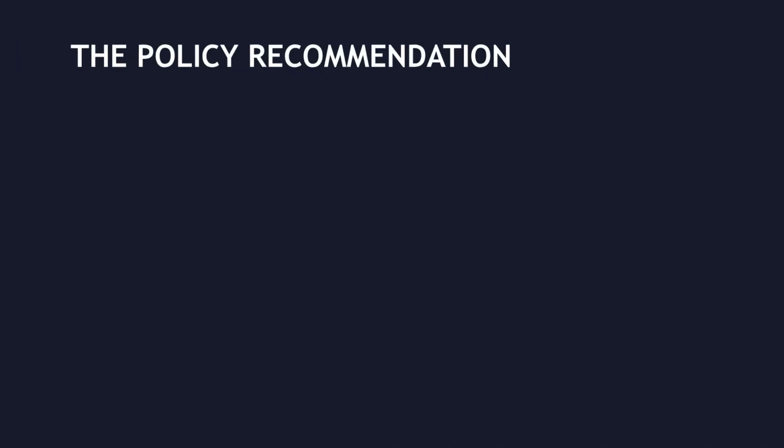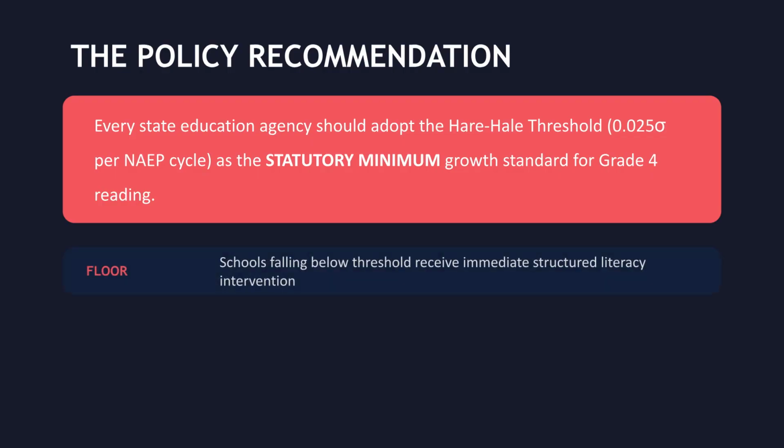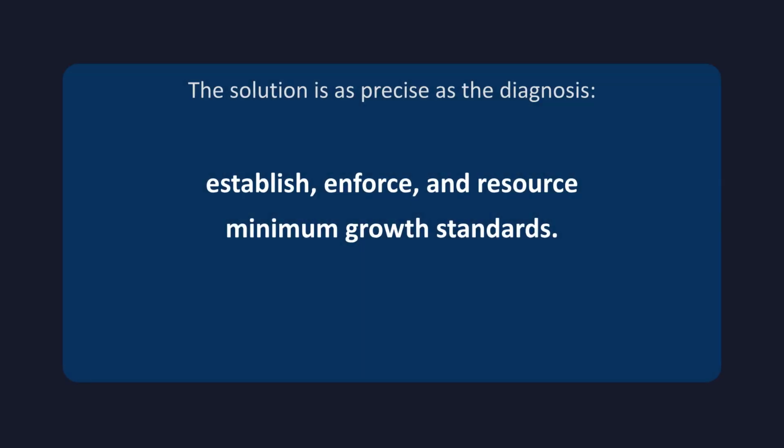The policy recommendation is clear. Every state education agency should adopt the Hare-Hale threshold, which is 0.025 sigma per NAEP cycle, as the statutory minimum growth standard for grade 4 reading. This includes providing intervention for schools below the floor, allocating proportionate resources, and setting a target standard of 0.5 sigma per NAEP cycle. The solution is as precise as the diagnosis.